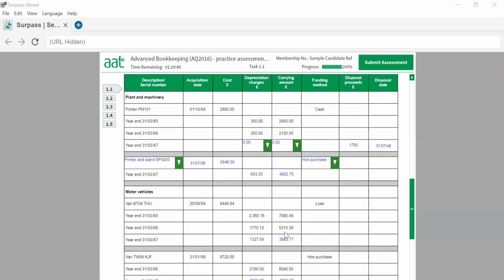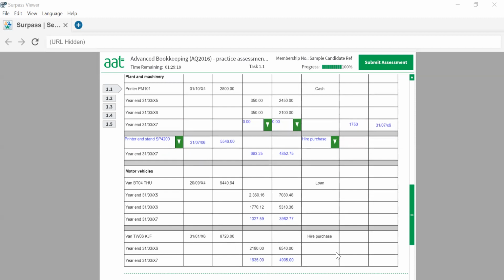Let's double check it. So for the year end 31st of the 3rd 07, we've got 5310.36 times 0.25. Yeah, so 1327.59. So the depreciation charge for the year is 1327.59, which gives us a carrying value of 3982.77.